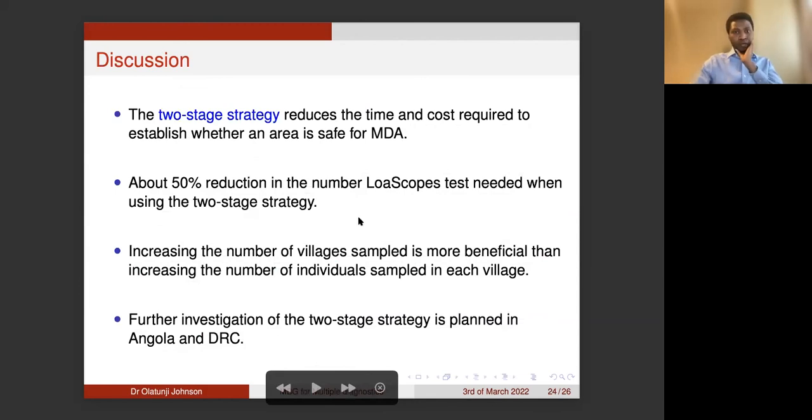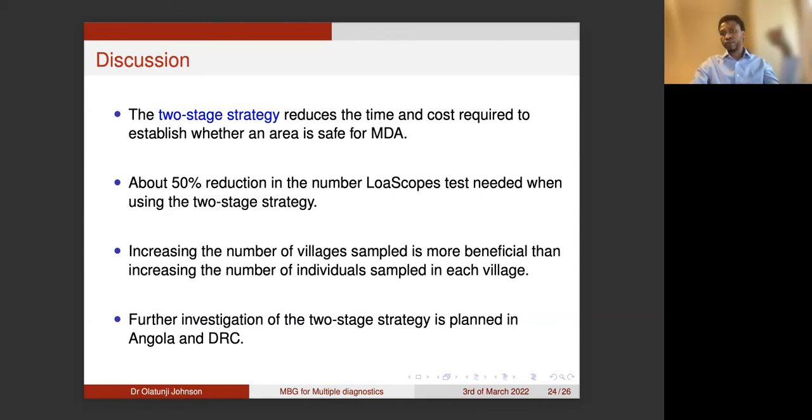So let me tell us a few things to derive from this talk. Clearly we see that our two-stage approach really works, and that definitely will reduce the time and the cost, because you only need to carry out antibody tests first, which are fast and cheap. Then the don't-know areas are the areas that you are going to visit. We come up with a rough estimate of about 50% reduction in the number of lower scope that you will need in the field using this two-stage strategy.